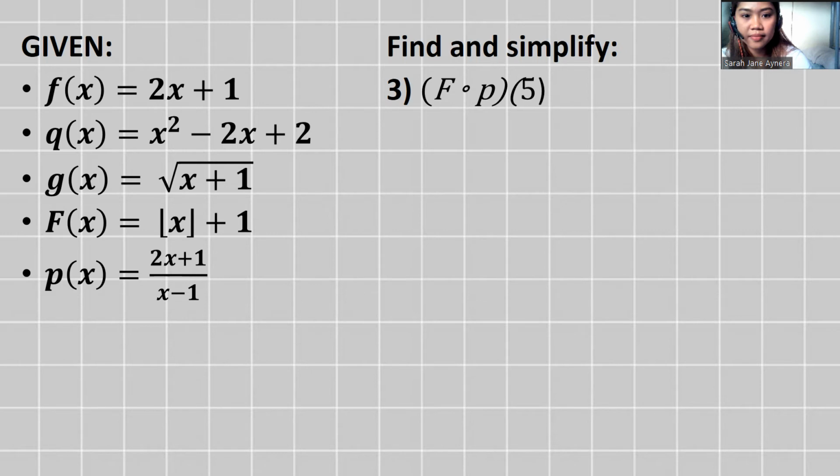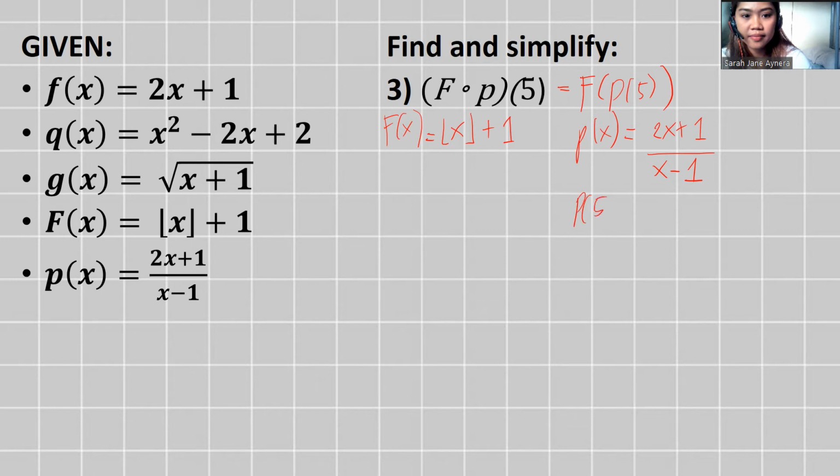For example number 3, we have f of p of 5. By definition, this will become f of p of 5. So, yung f of x natin is equal to the floor function of x plus 1, and yung p of x natin is equal to 2x plus 1 over x minus 1. And we are after p of 5.